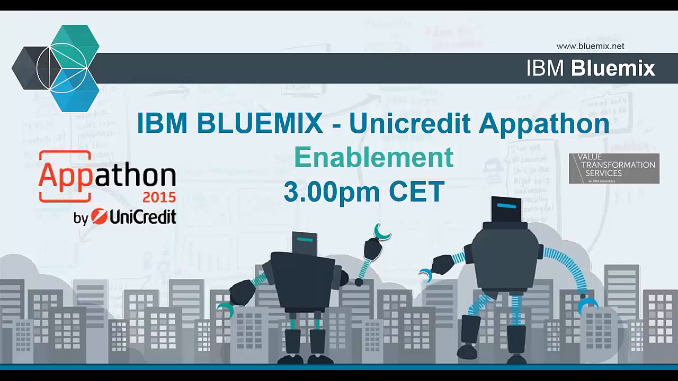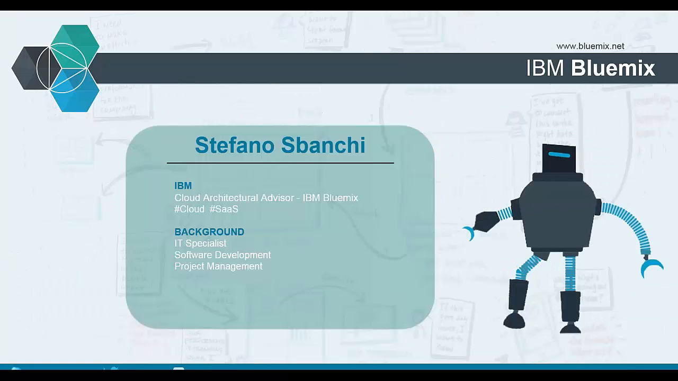Before we start, I will give you a small introduction of who I am. I'm Stefanos Banchi. I'm an architectural advisor of the Bluemix European team based in Dublin. I have almost 10 years of experience as a solution developer and project manager. The languages and platforms where I have worked deeply are Java, J2EE, and C# for the .NET framework.